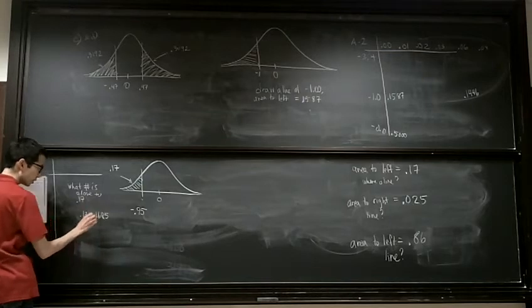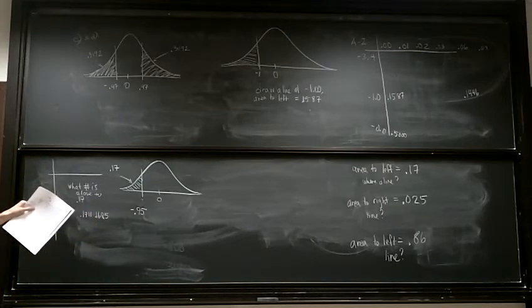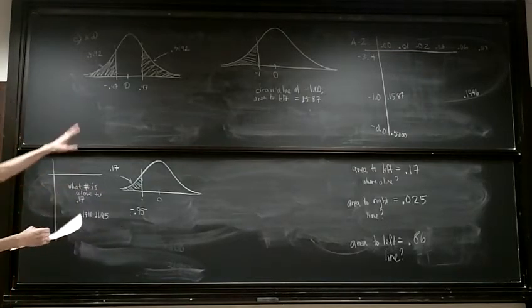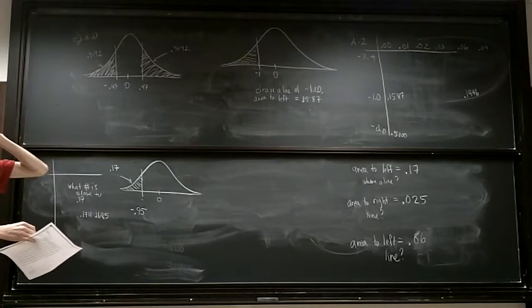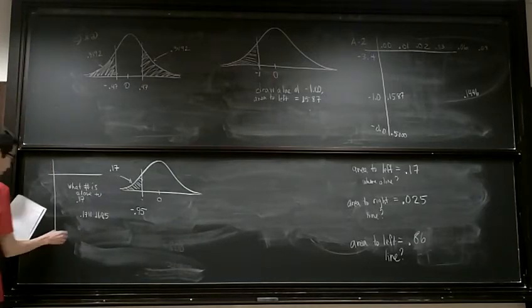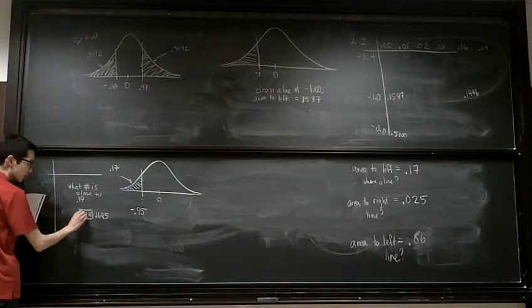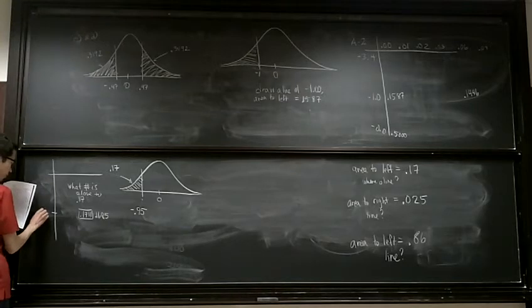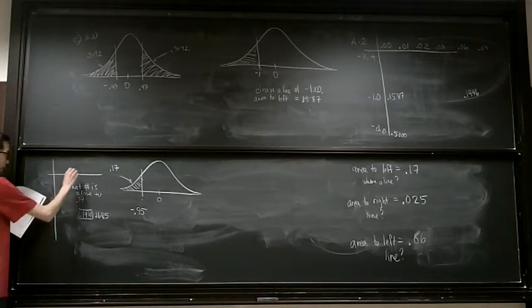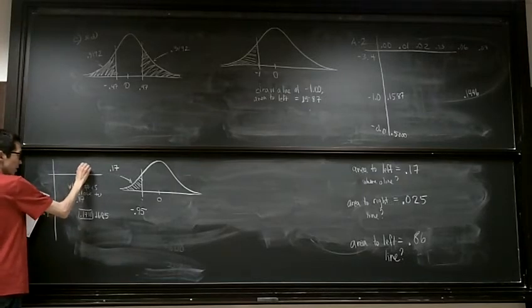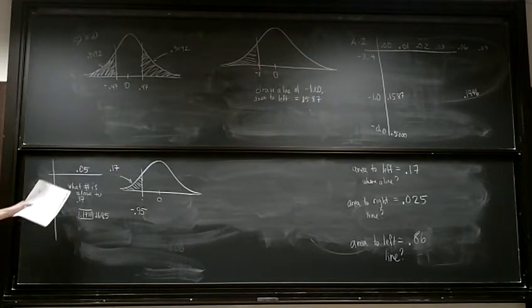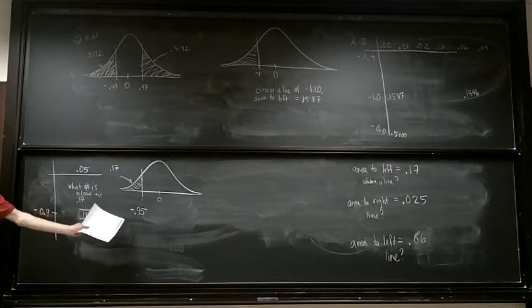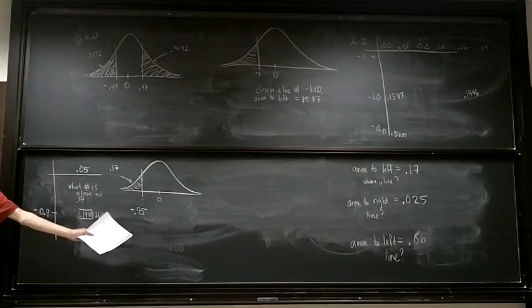You guys see those two numbers? We're doing these questions backwards. So I find 0.1711, that's the closest number I have, and that is in the row negative 0.9, and then in the column 0.05. And so that means the number is negative 0.95.